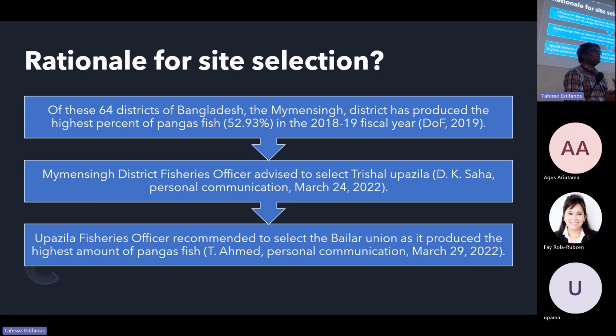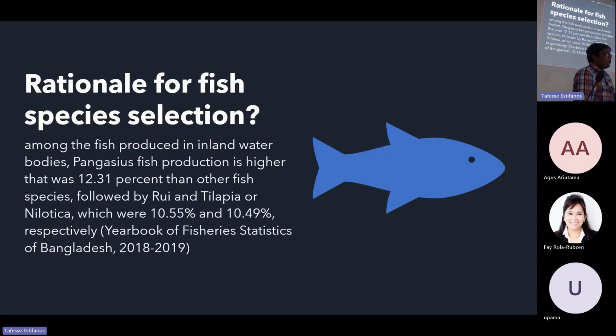At the same time, whenever we visited the Department of Fisheries, the district fisheries officer, in a country like Bangladesh it's very tough to get exact data at the Upajala level or lower units. So we went and talked with the chief of the district fisheries office: what is the best Upajala in your district, a kind of sub-district, producing more Pangas fish? He recommended that we visit Trishal Upajala because it has the highest Pangas production in that district. Then we went to the chief of the Upajala office, and he told us that we should visit Boiler Union because that union produces the highest amount of Pangas across the year.